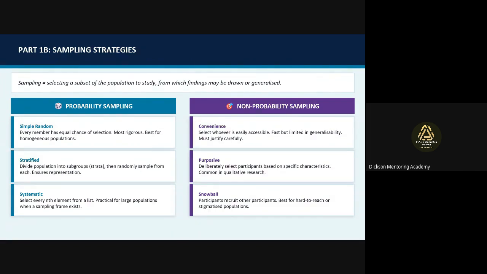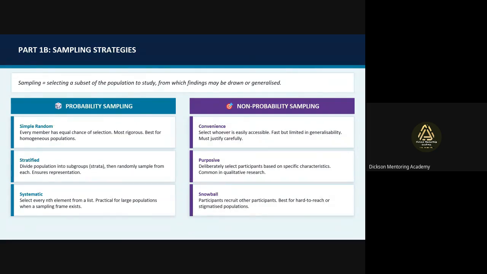The second type is purposive sampling. You select based on relevance. If, for instance, you are looking at a particular type of pesticide, you have to select people who are using that type of pesticide in farming.